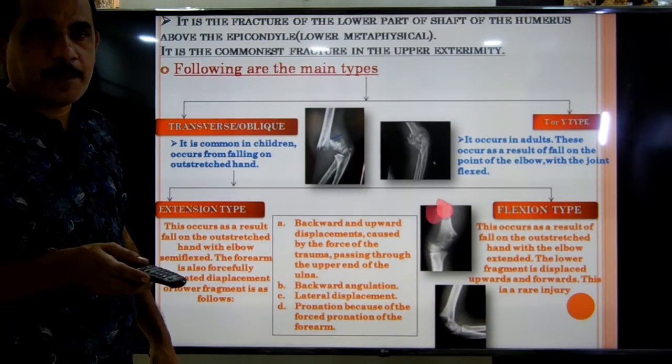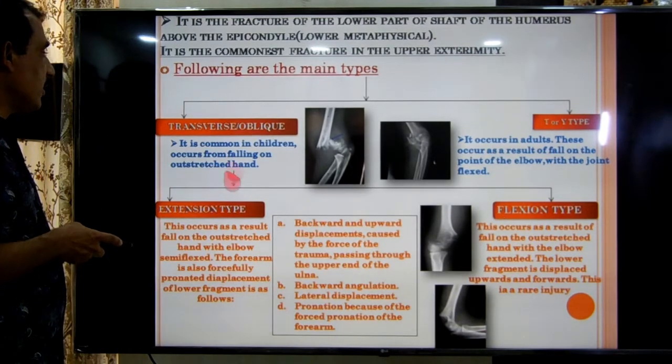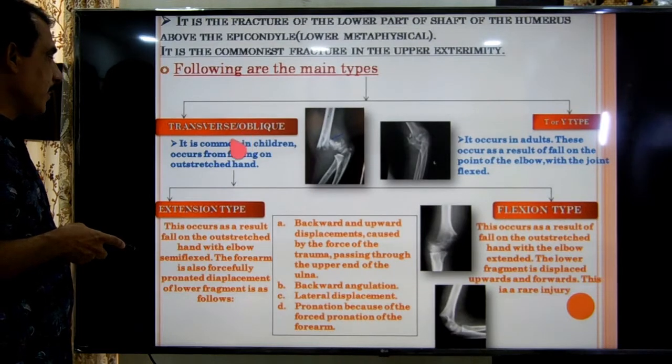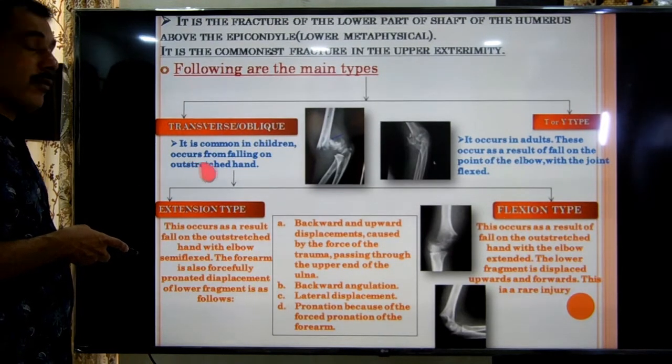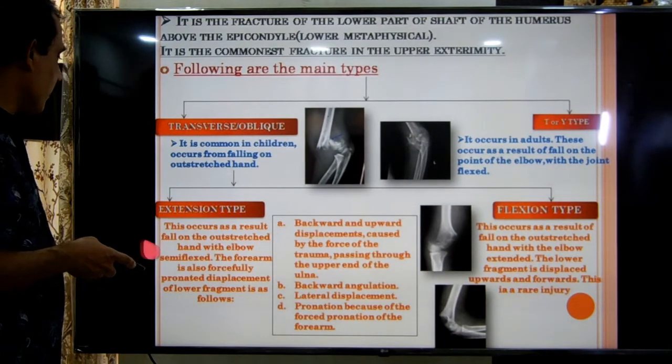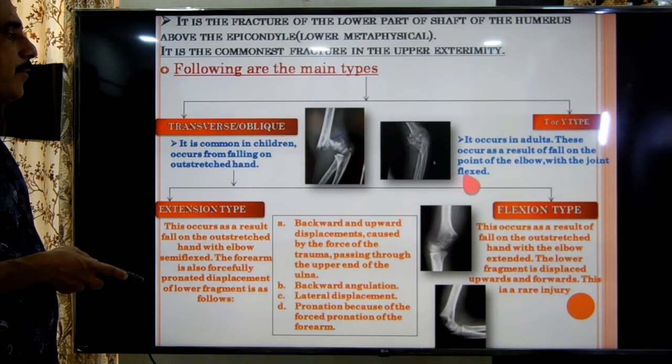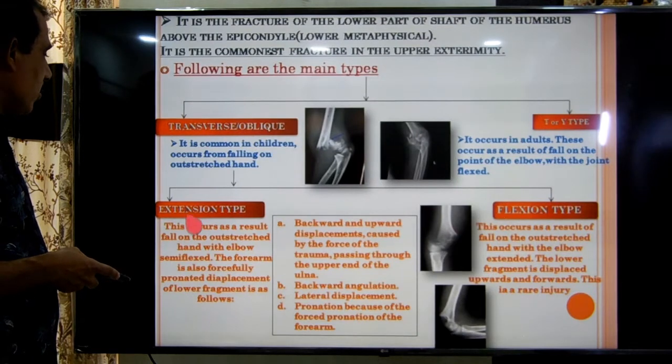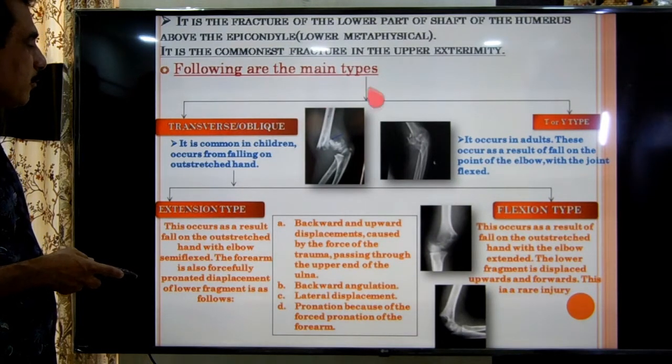So do you understand? The commonest fracture is the transverse fracture. Sometimes it may be oblique. It occurs in children from falling on the outstretched hand. It is of two types, the extension type and the flexion type, and the extension type is the commonest. You will see in this figure.